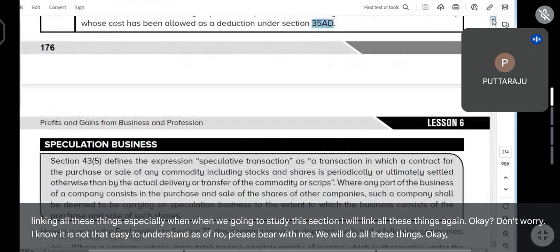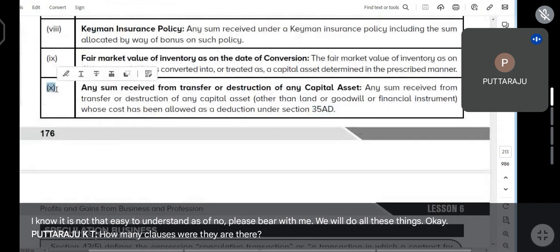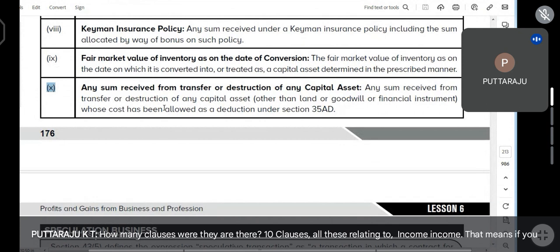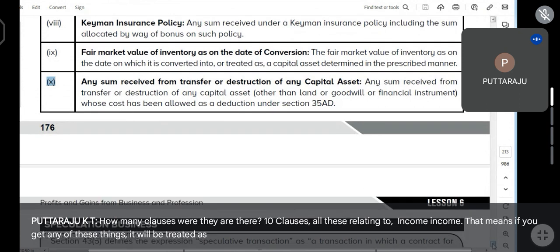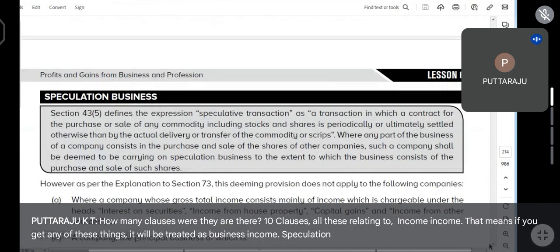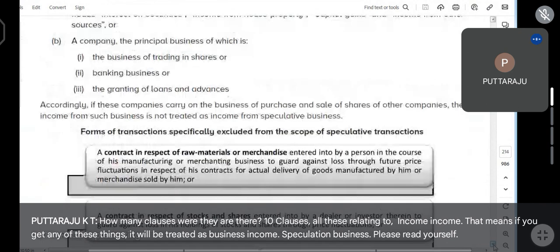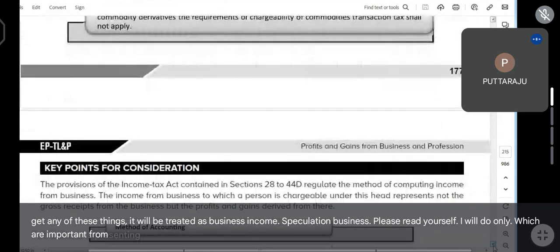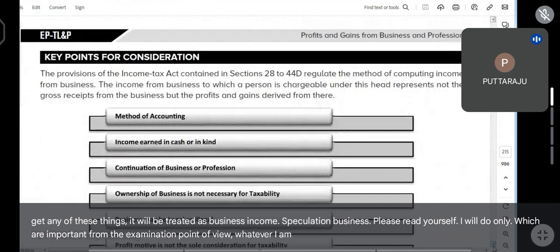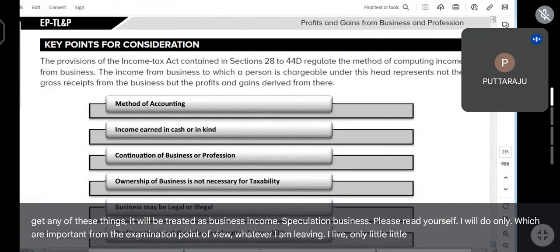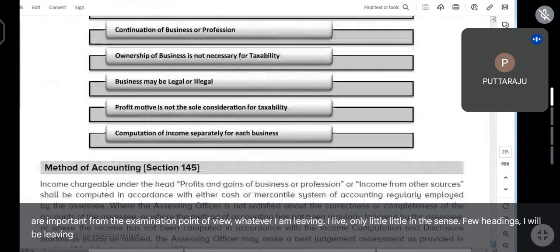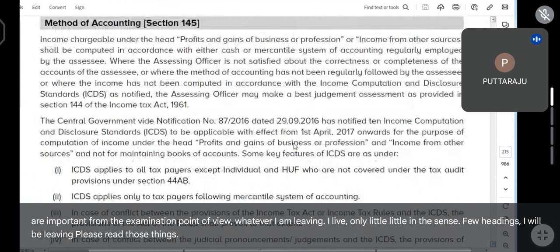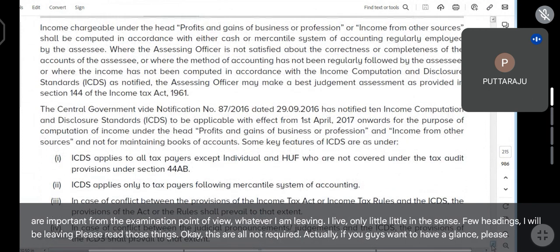Okay, how many clauses are there? 10 clauses. All these relate to income. That means if you get any of these things, it will be treated as business income. Speculation business, please read yourself. I will do only those which are important from the examination point of view. Whatever I am leaving, I leave only a little, a few headings. Please read those things. These are actually not required. If you want to have a glance, please go through that.